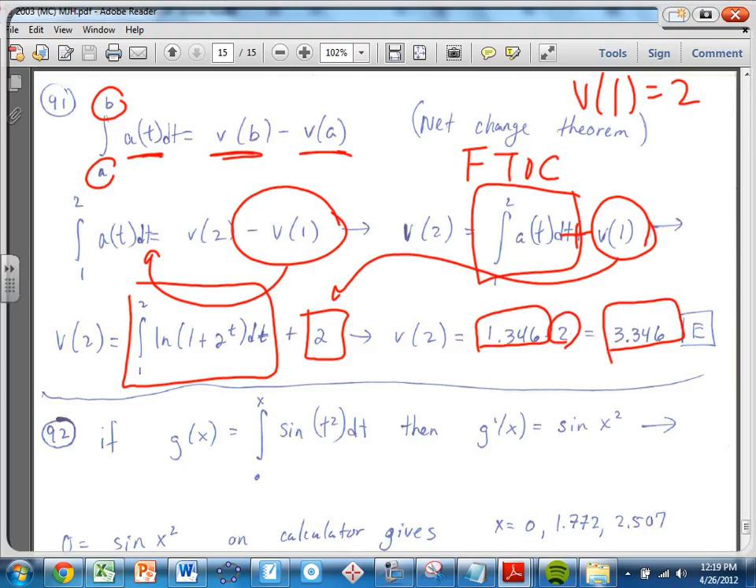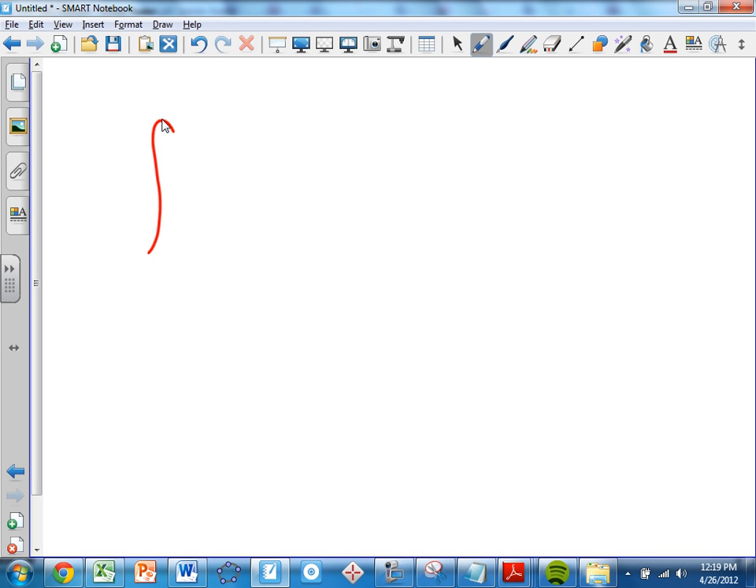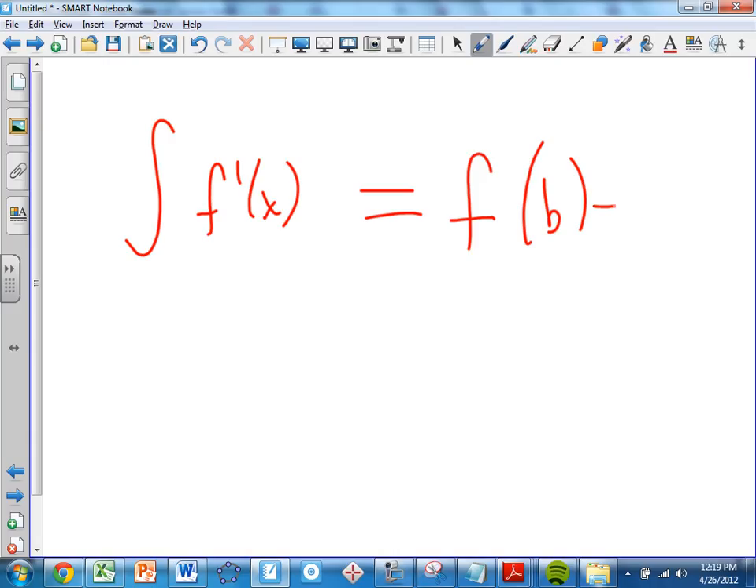Guys, this theorem comes up over and over again, so we're going to do a lot of problems with it. But the idea you want to remember is this. Here's what you write down in words, please. When you integrate the derivative, you get the original evaluated at the limits. If I was writing this down, here's what I would write: the integral of the derivative is equal to the original at the limits.